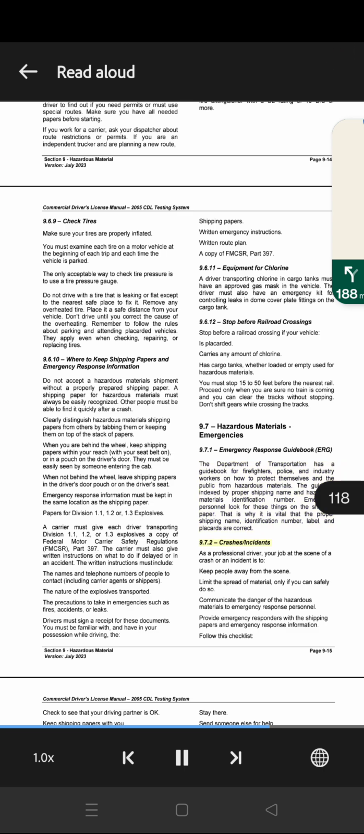9.7.2 Crashes, incidents. As a professional driver, your job at the scene of a crash or an incident is to keep people away from the scene. Limit the spread of material, only if you can safely do so. Communicate the danger of the hazardous materials to emergency response personnel. Provide emergency responders with the shipping papers and emergency response information. Follow this checklist.